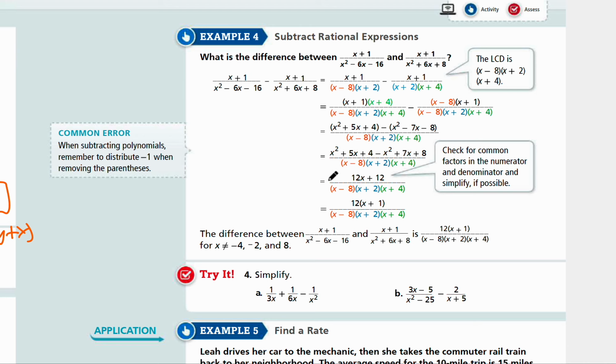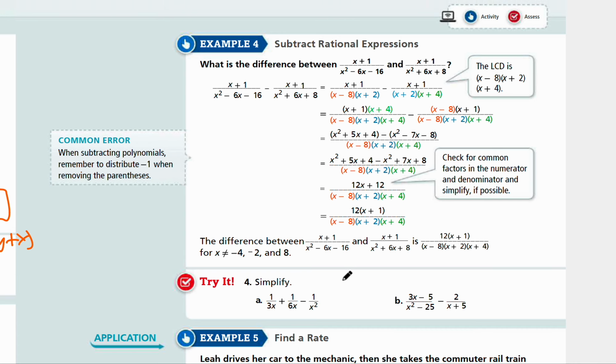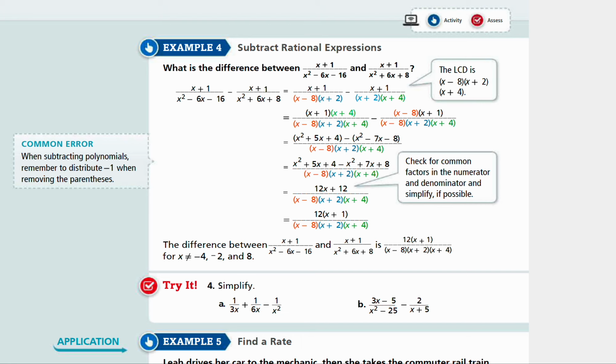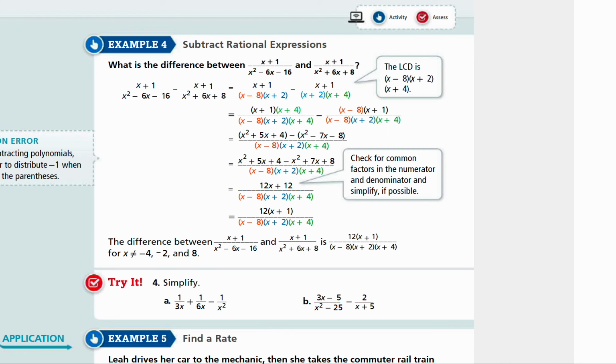Okay, let's look at try number 4 and simplify A and B. Simplify as much as you can. Pause the video, see if you can do it by yourself. Come back when you're ready for answers. Okay, are you ready? Let's look at 4a.